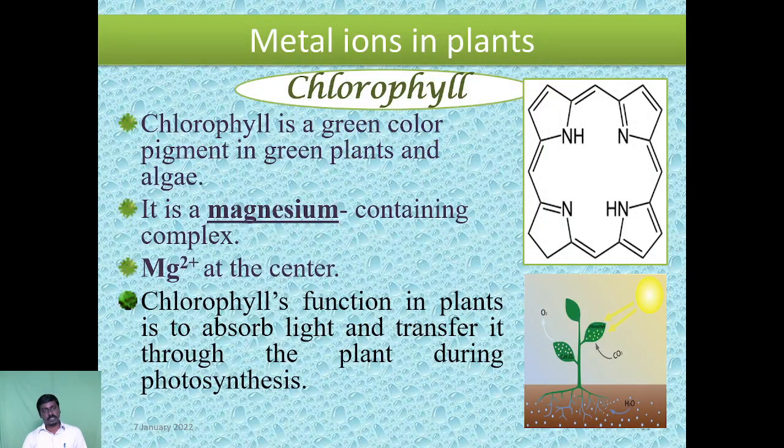The next classification is metal ions in plants. The metal ion in plants is magnesium, in a magnesium containing complex called chlorophyll. Chlorophyll is a green color pigment in green plants and algae, with Mg2+ at the center surrounded by a porphyrin ring. This porphyrin ring is called chlorin. Chlorophyll functions in a plant to absorb light and transfer it through the plant during photosynthesis, which is done in daylight.